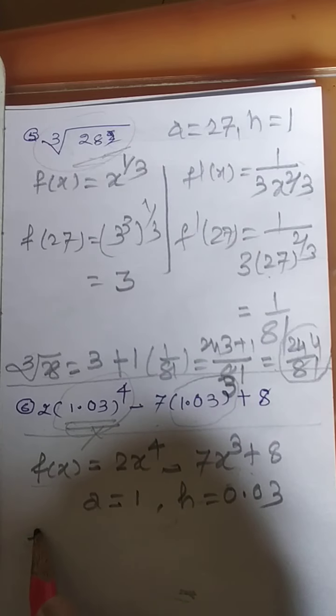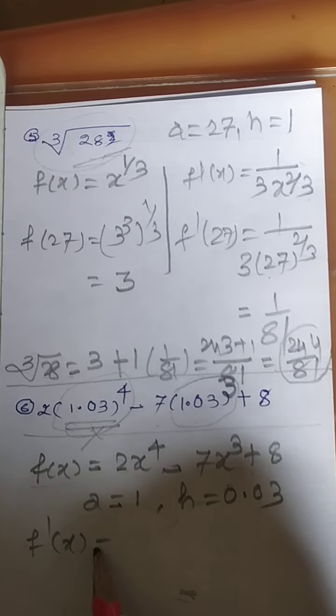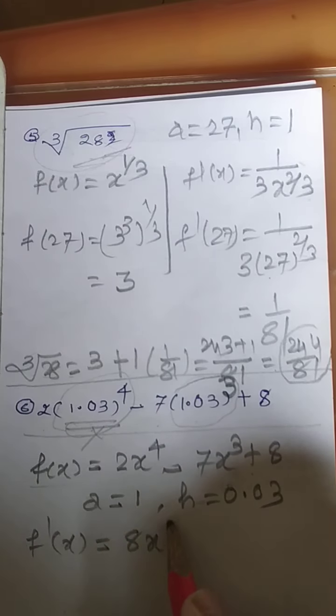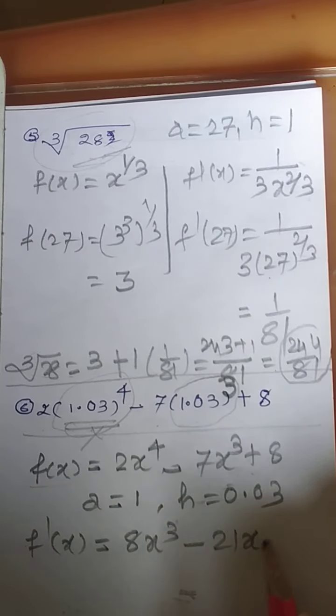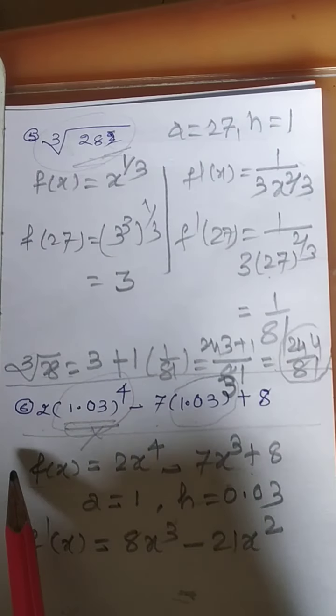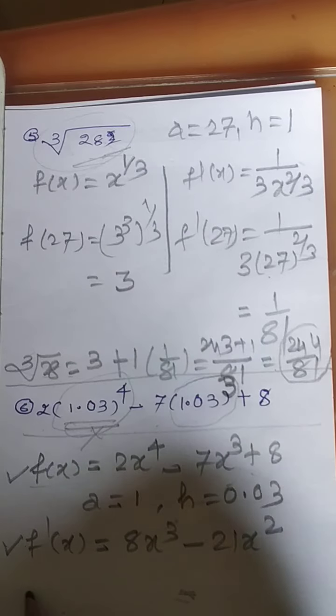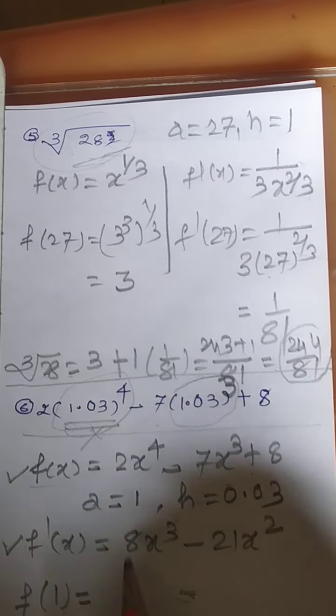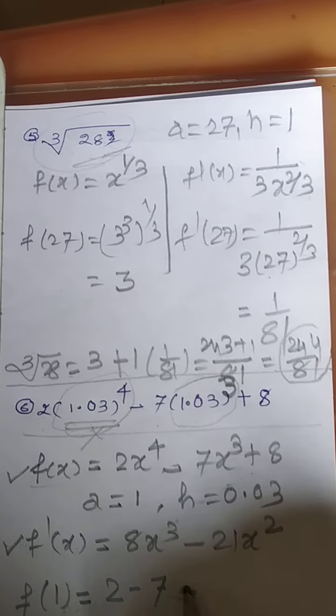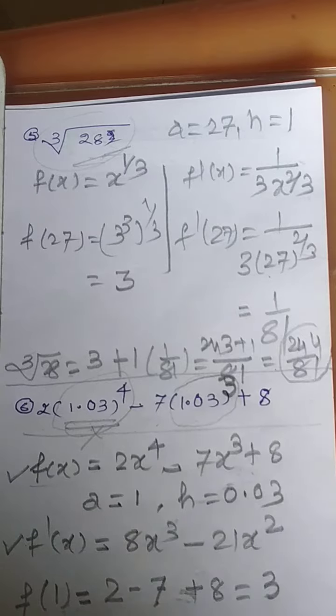Now f dash of x is nothing but 8x cube minus 21x square. Now we don't want these two values. What we want? F of a. F of a here, a is nothing but 1. F of a means here I will replace 1. So 2 minus 7 plus 8. This is 10, minus 7, so you will be getting 3.